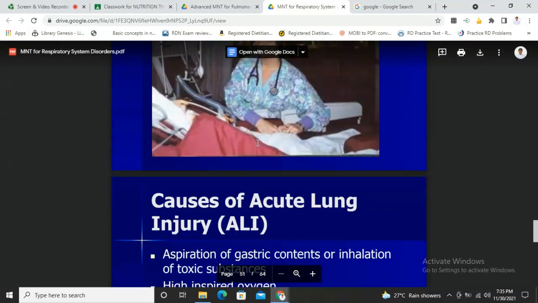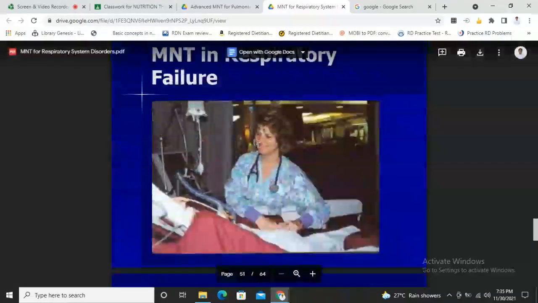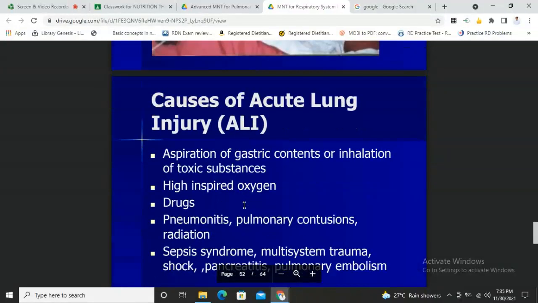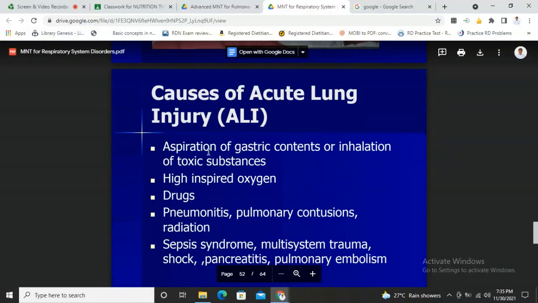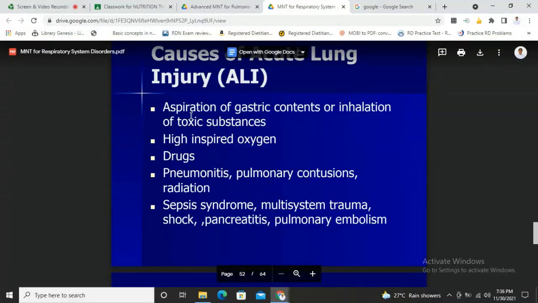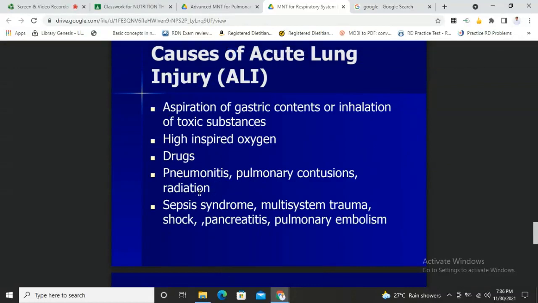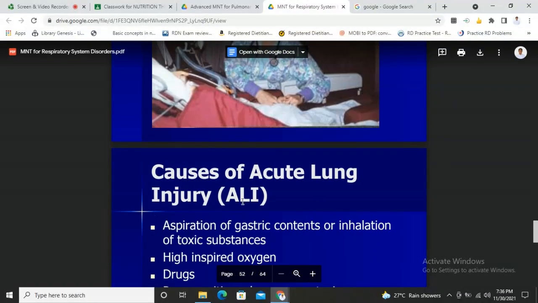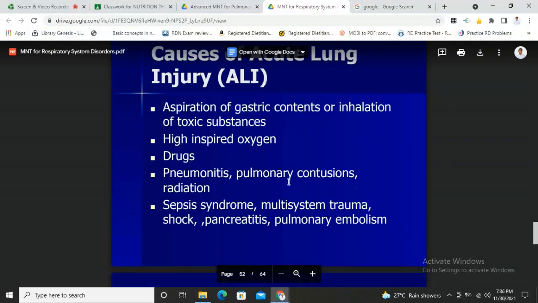MNT in respiratory failure. So usually nagka-ARDS ang patient or nagka-acute respiratory distress syndrome or acute lung injury. So aspiration of gastric contents or inhalation of toxic substances, high inspired oxygen, drugs, pneumonitis, sepsis. Usually mao ni ang cause sa ALI. Lahi di ay ang ALI sa ARDS, ha.